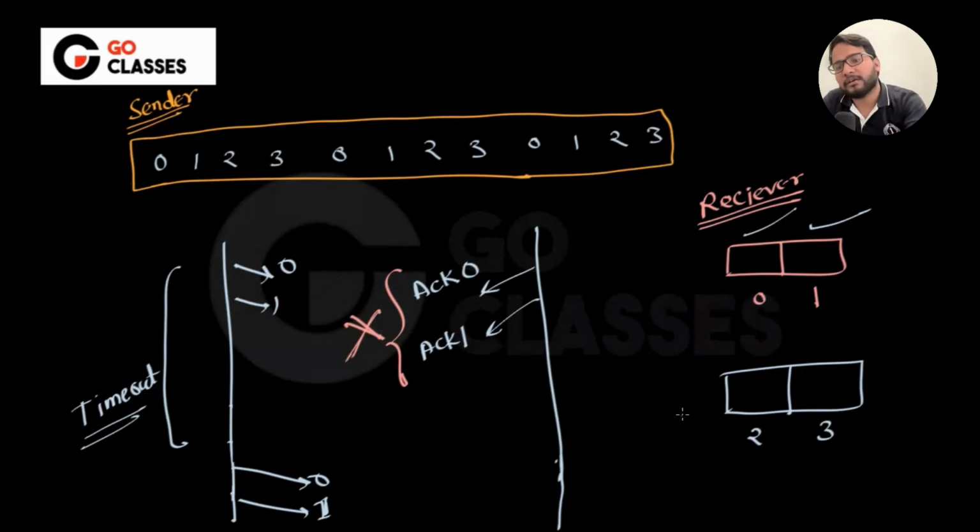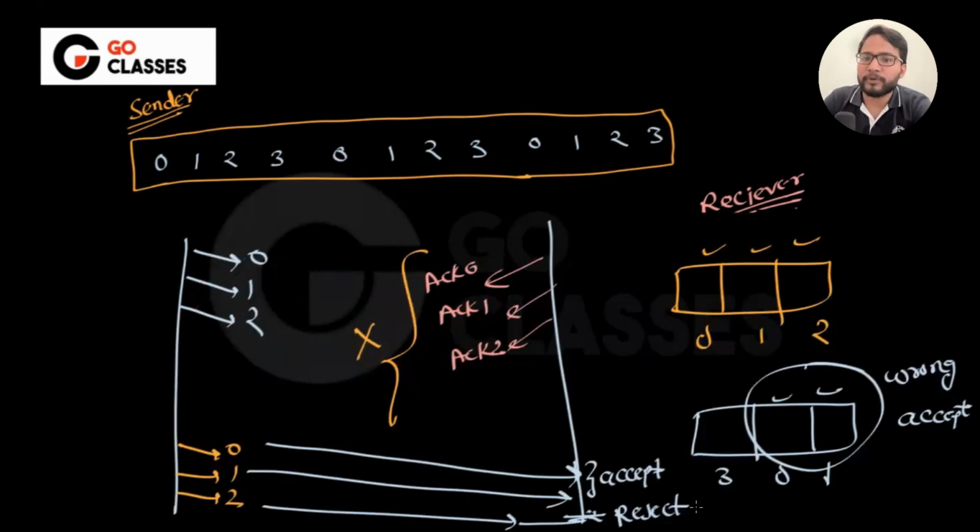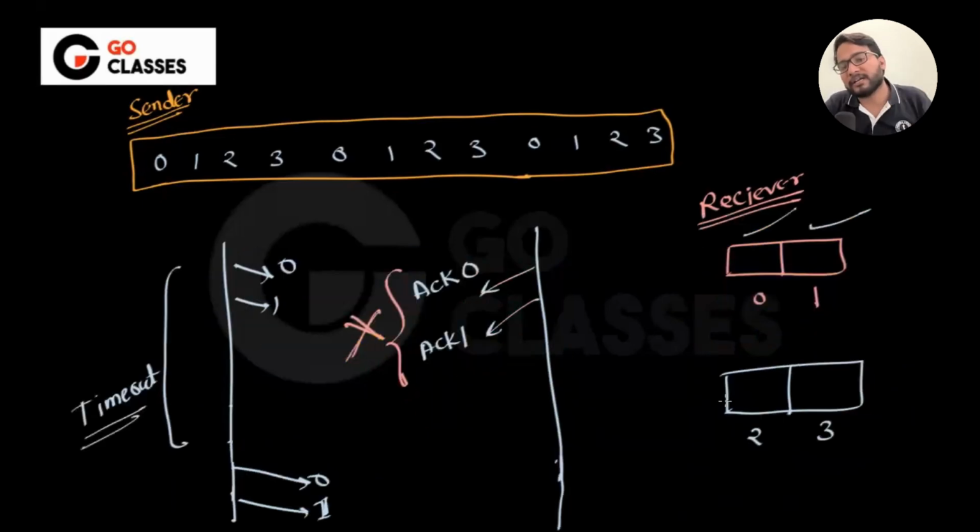Are you understanding? 0, 1, 2, 3 is creating the problem. 0, 1, 2 is also creating the problem because whenever you want to retransmit, because all ACKs are lost, whatever the receiver is expecting actually coincides with your current retransmission. That's why it is a problem. But in case of 0, 1, it is not a problem. The receiver is expecting 2 and 3, and you are retransmitting 0 and 1. Are these coinciding? No. So we can definitely send.